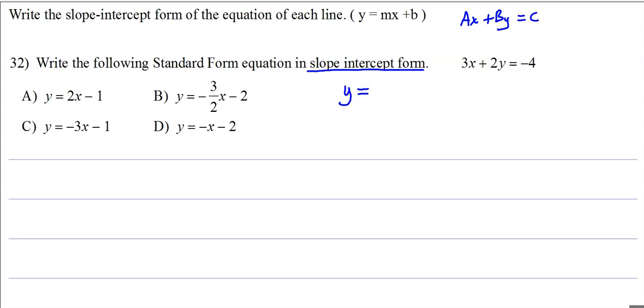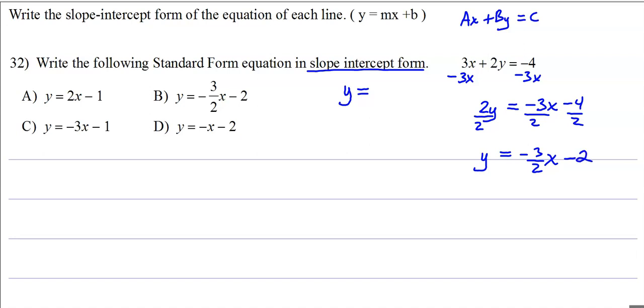So first step of getting y by itself is minus that 3x from both sides. That's going to leave me with 2y equals -3x minus 4. And then I'm going to divide everything by 2. And I'm going to get -3/2 x minus 2 when I divide that out. So the correct answer here is B.